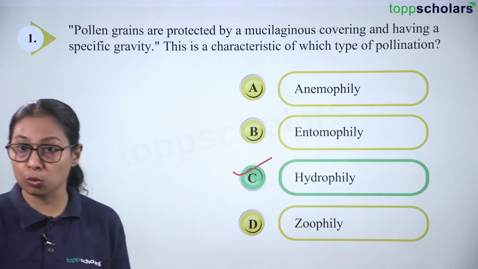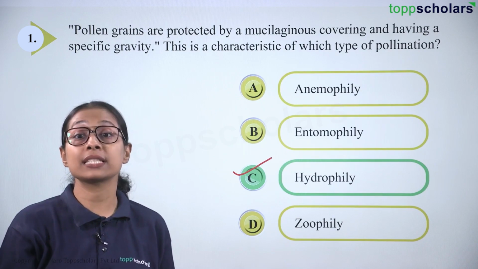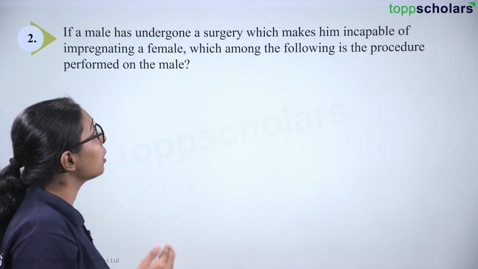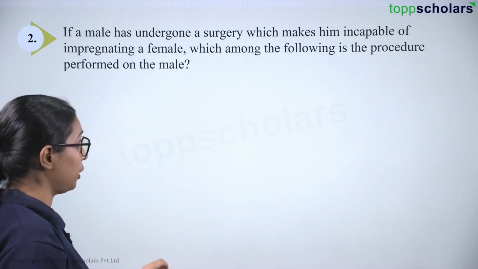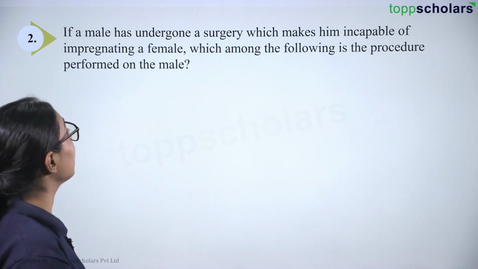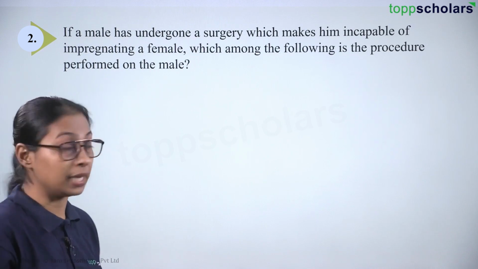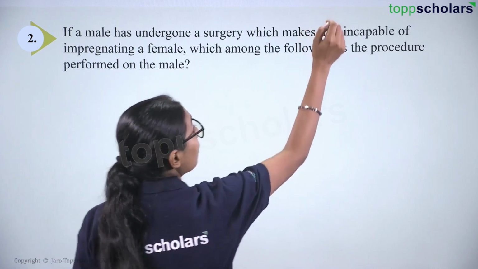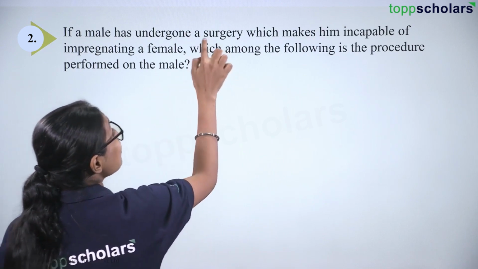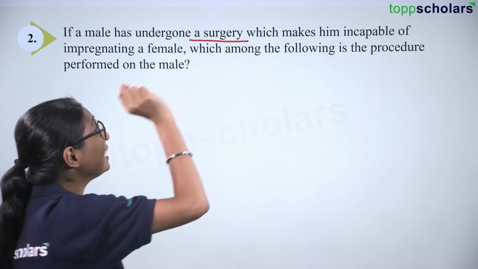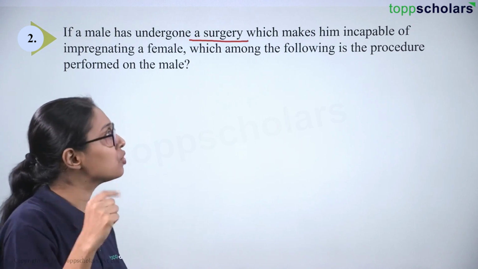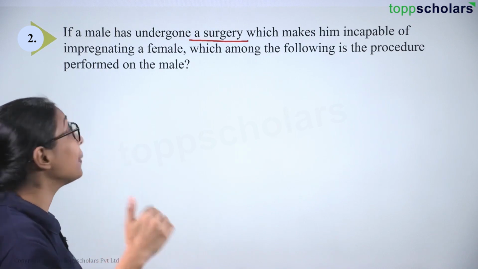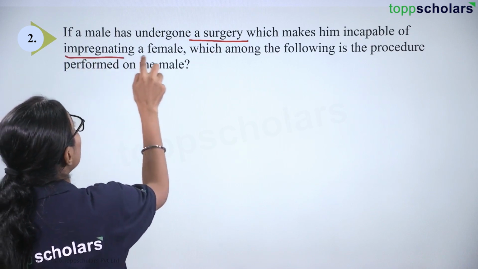Now let us move on to the next question. Let us see what is there in question number 2. If a male has undergone a surgery which makes him incapable of impregnating a female, which among the following is the procedure performed on the male? Children, the question is talking about a surgery. Clearly it is mentioned that a male has undergone a surgery. A procedure is done after which a male cannot impregnate a female.